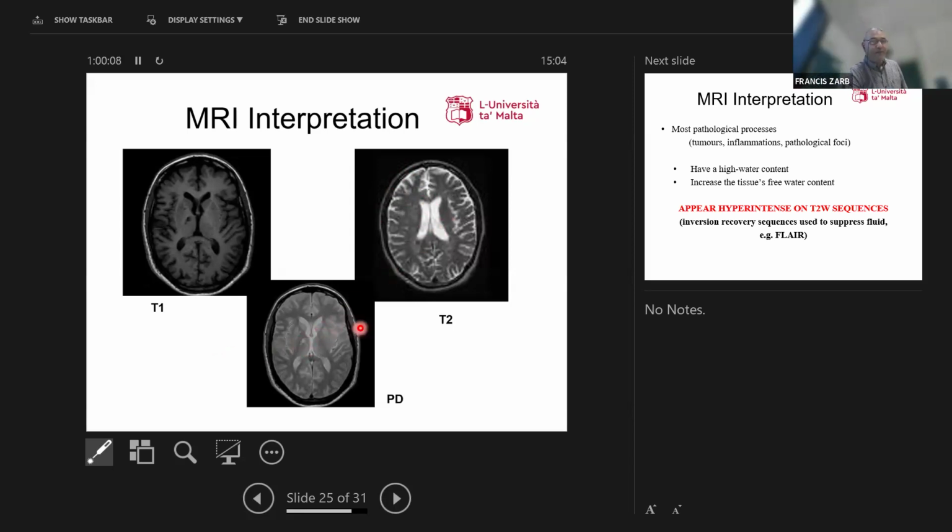Proton density is somewhere in between. Fat is still bright, but water is still bright, though not as bright as on T2, and not dark as on T1, it's somewhere in between. In fact, you can actually distinguish between white and grey matter. White matter is bright, grey matter is grey. The discrepancy based on the amount of protons is much more evident on proton density rather than T1 or T2. You see variations between white and grey matter.